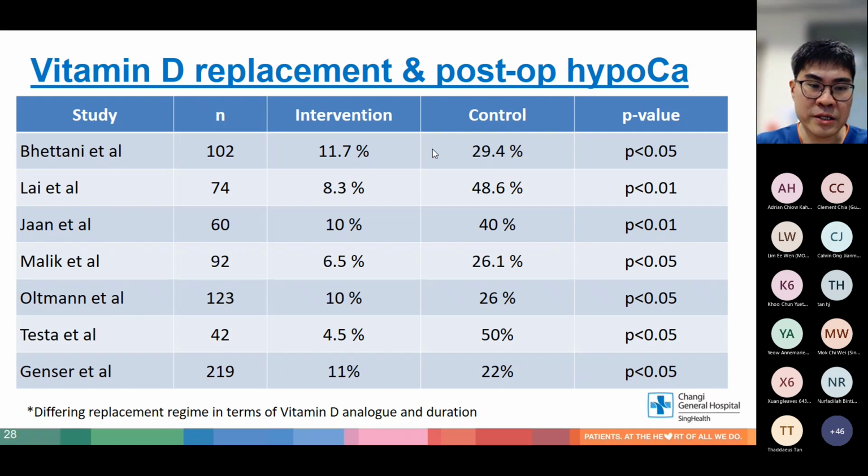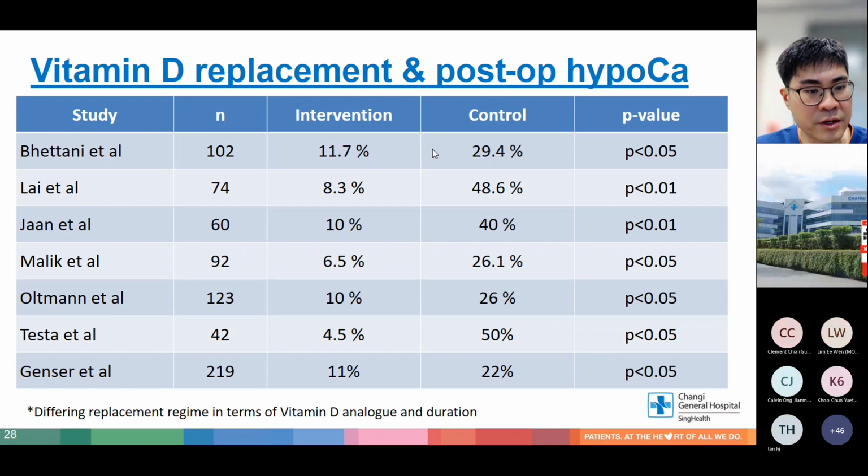Some start 1 week pre-op, some start the day before surgery, and some start on the day of surgery itself. So they're all different regimes. And unfortunately, even the choice of vitamin D analog is different as well, with some giving cholecalciferol like what we use here, some giving pre-op alfacalcidol or even pre-op calcitriol.